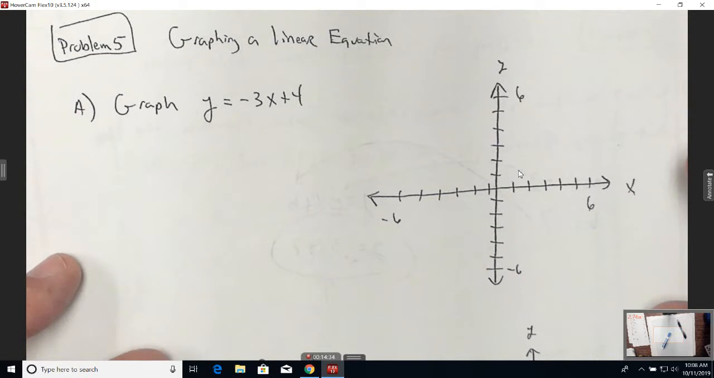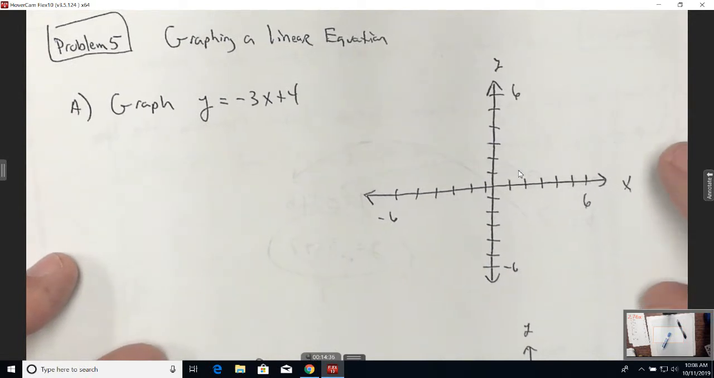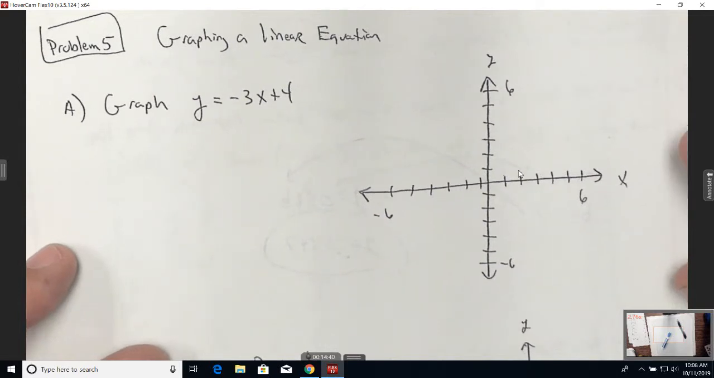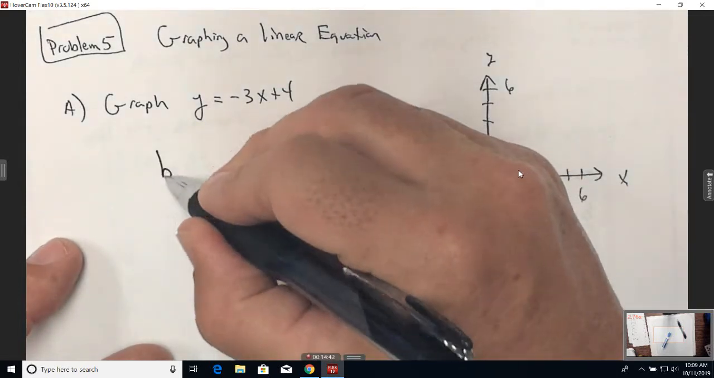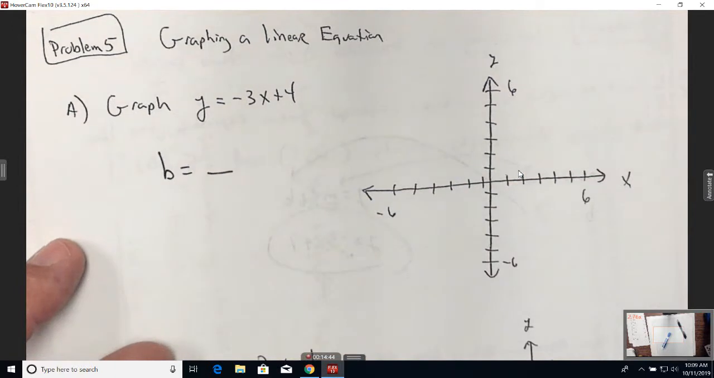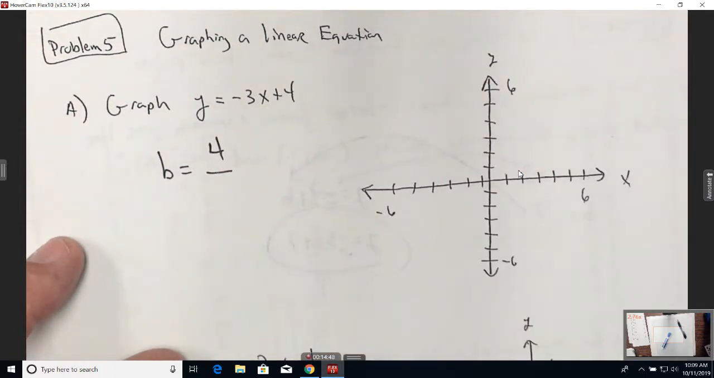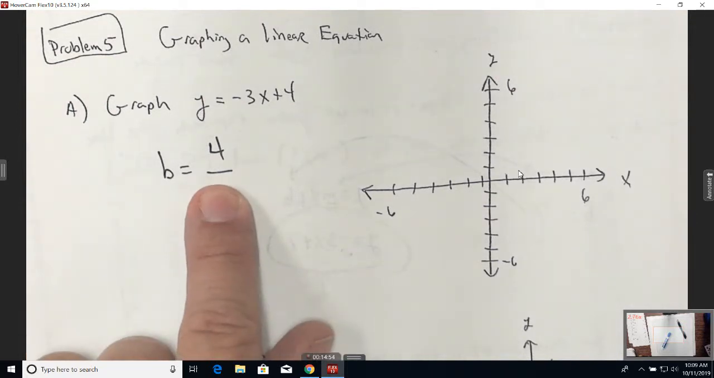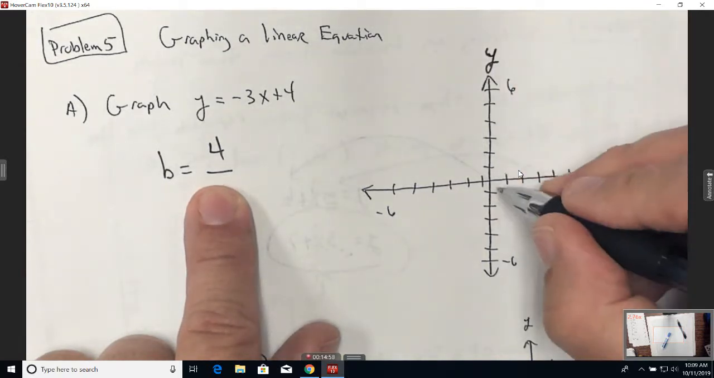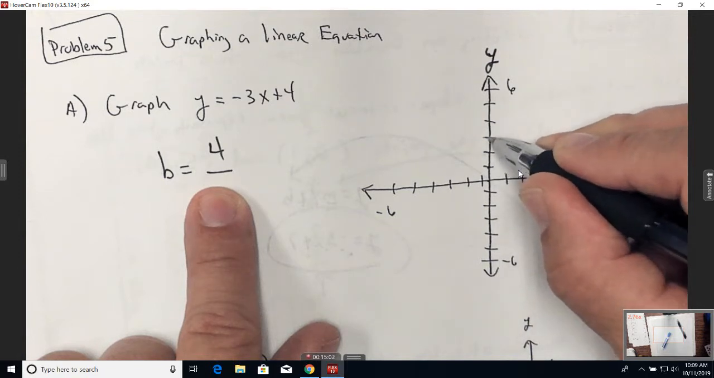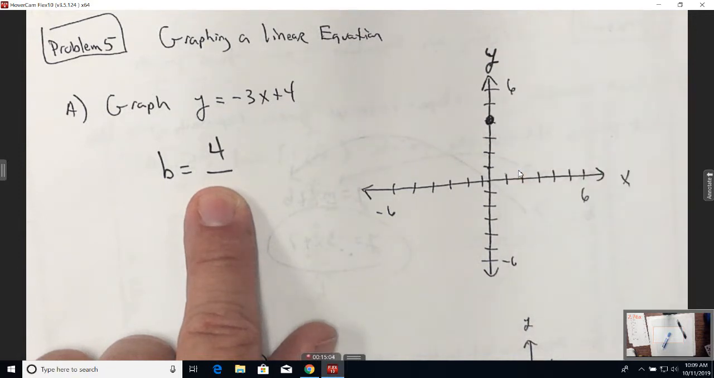How do you graph this? How do you graph a linear function? Well, it's not hard at all if I know where the slope is and the y-intercept. What's the y-intercept of this? Can anybody tell me? Where does this cross the y-axis? 4. So to graph this, I put a dot, a point at 0, 4. The y-intercept is where this graph crosses the y-axis. It crosses at a positive 1, 2, 3, 4, so put a dot there.